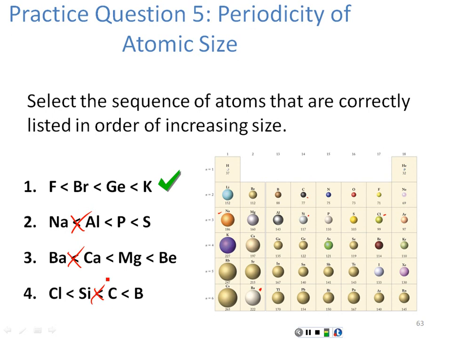And if we look closer, fluorine is the furthest to the right. Bromine is actually below fluorine. Germanium is further to the left than bromine. And potassium again is further still to the left. So it's going to be the biggest atom in that list of 4.